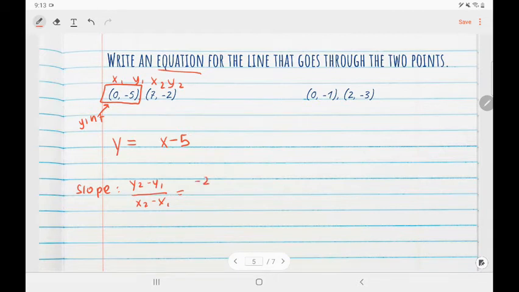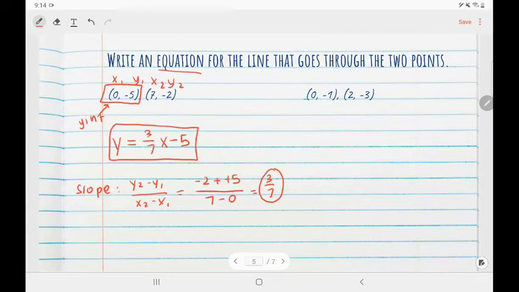y2, meaning -2, minus y1. y1 is -5, so minus -5, divided by x2, which is 7, minus 0. As I simplify this, I can see that I'm going to have to add 5, since minusing a negative, and I end up with 3 over 7. So my slope, because that 3 over 7 cannot be reduced or simplified, is 3 over 7, and this would be my final answer.